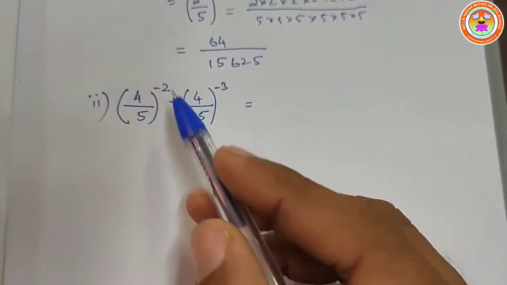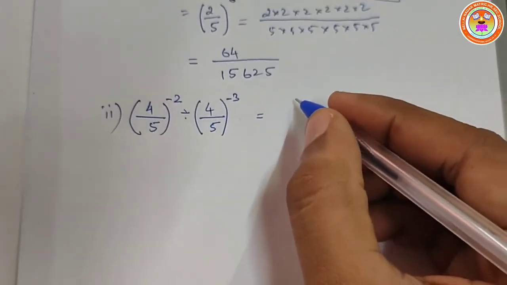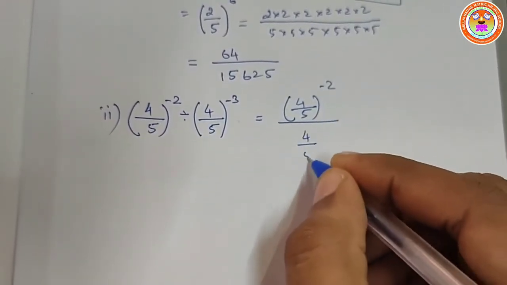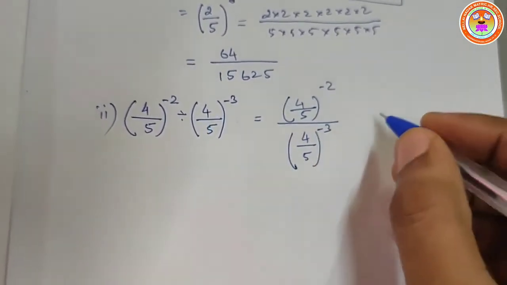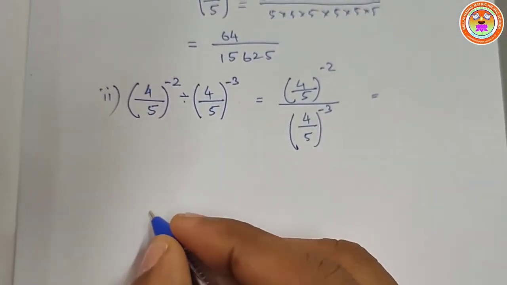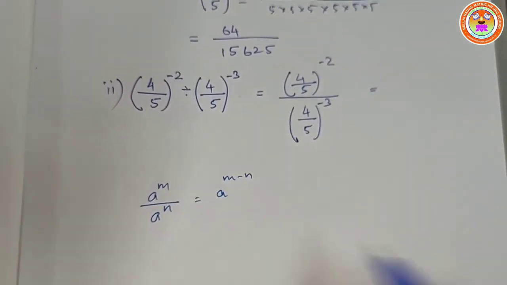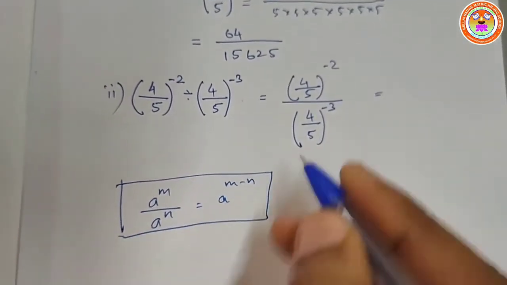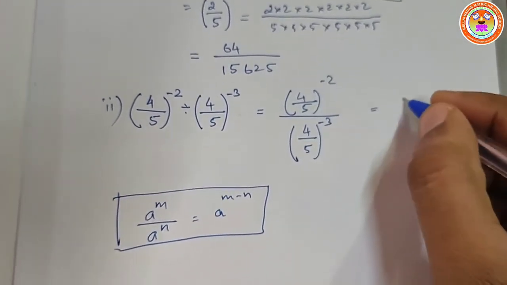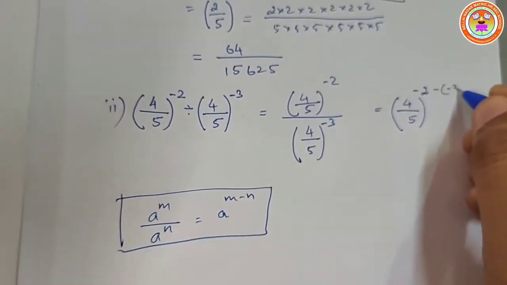Here (4 by 5) the whole power minus 2 divided by (4 by 5) the whole power minus 3. So we can write it like this: (4 by 5) the whole power minus 2 divided by (4 by 5) the whole power minus 3. So we can use the law. Here I will write the law: a power m divided by a power n is equal to a power m minus n. So this law we are going to use here. The bases are the same, then you can subtract the powers.